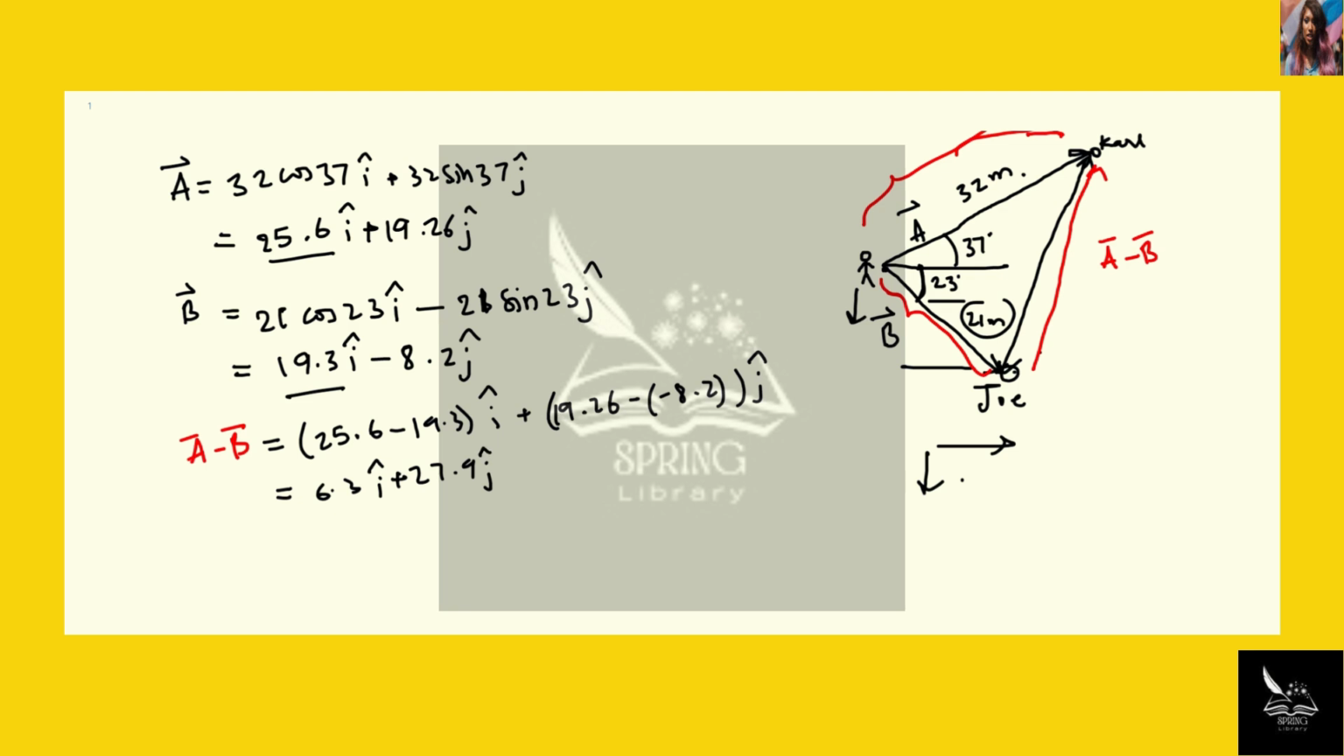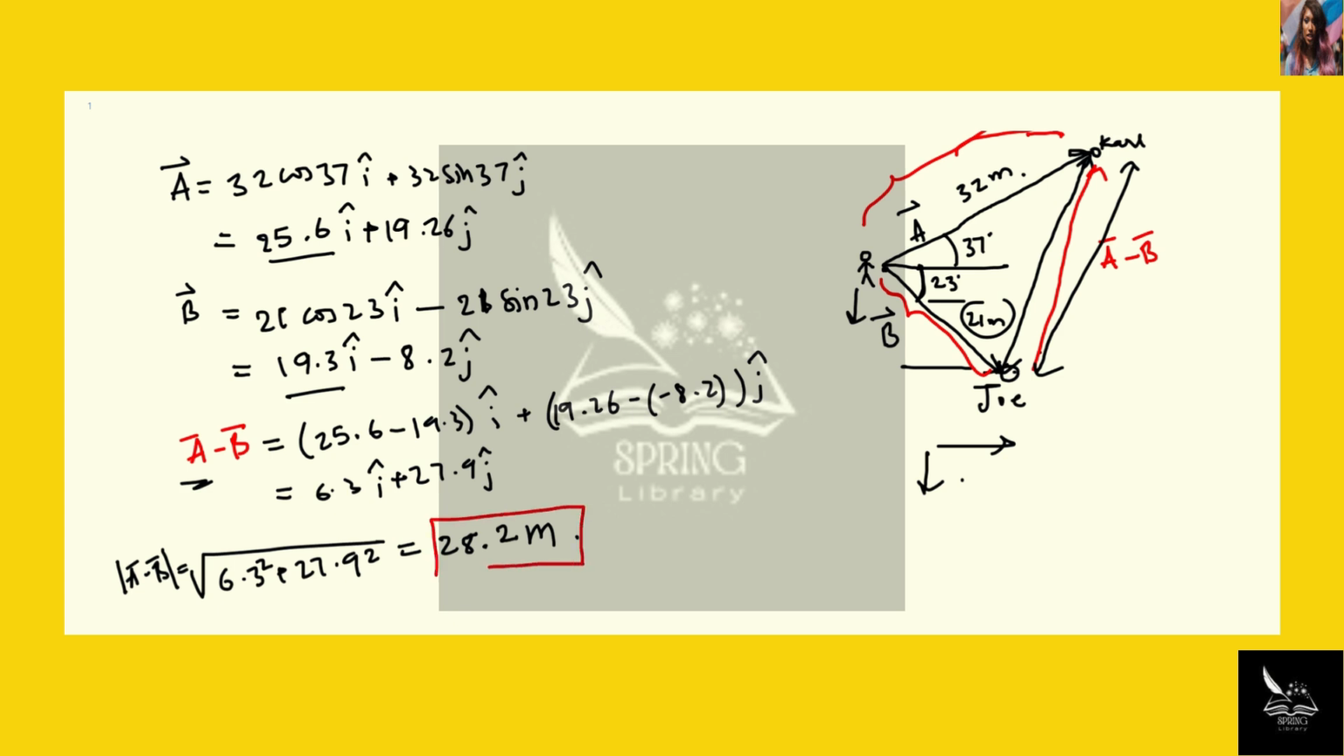Now we simply find the magnitude of this vector to find the distance between them. And voila, the magnitude of this vector is simply the square root of the sum of the squares of the components, which is 6.3 squared plus 27.9 squared, which is 28.2 meters. Hence, this is the distance between Joe and Karl's tents.